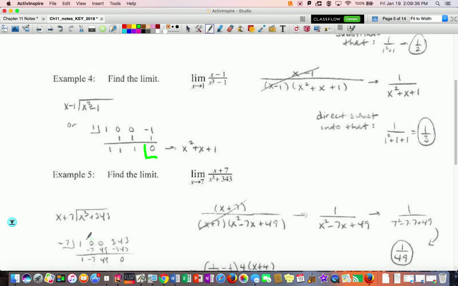And again, you can do 1, 0, 0, 343. Put the negative 7 over here, do all the work. There's your remainder. So x plus 7 was a factor. X squared minus 7x plus 49 is what's left. Cross off the x plus 7s, and then you have this. And when you put a 7 in for each one, you have 1 over 49. Final answer.